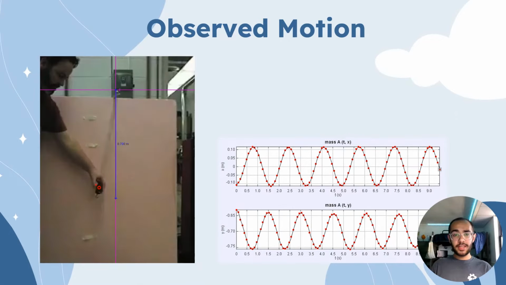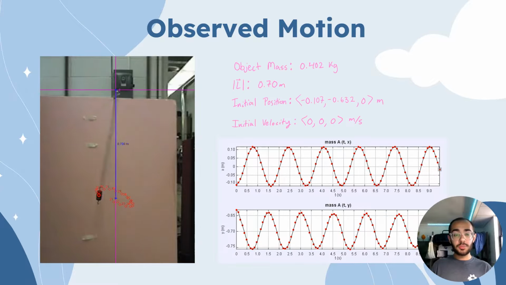Here's the short video that I used in my tracker analysis of the observed motion. The object's mass was 0.402 kilograms, the stretched length of the spring was 0.7 meters, the initial position was that, and the initial velocity of the mass was 0 meters per second since it was dropped from rest. The two graphs on the bottom are plotting what's going on in the x and y direction over time.